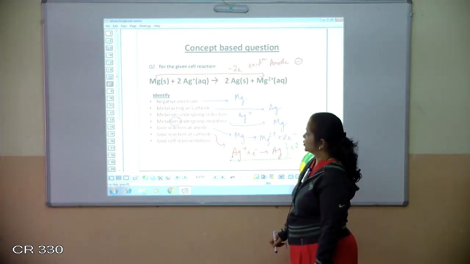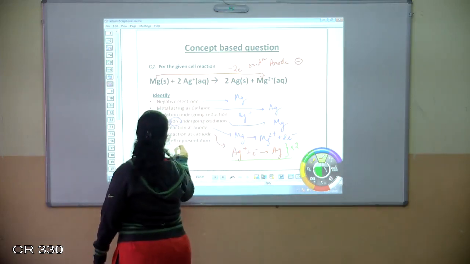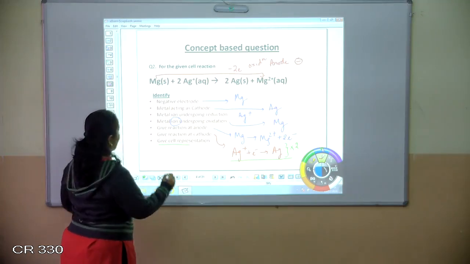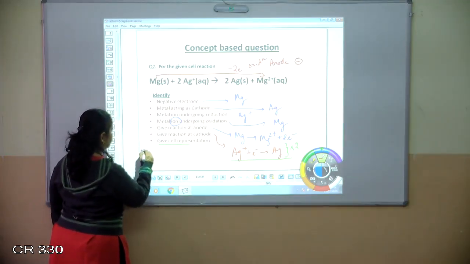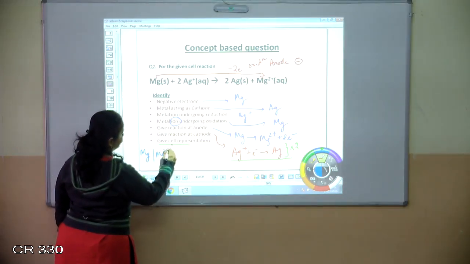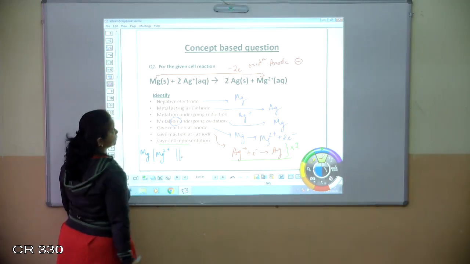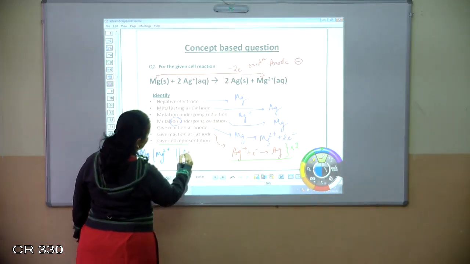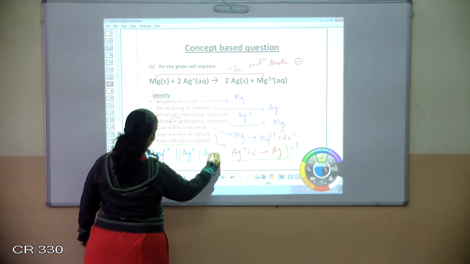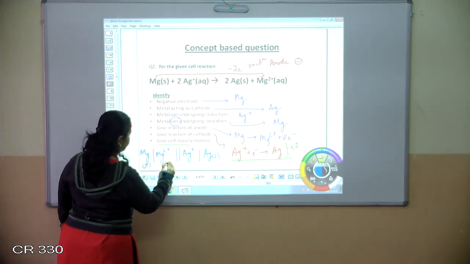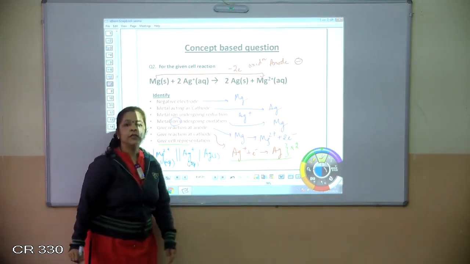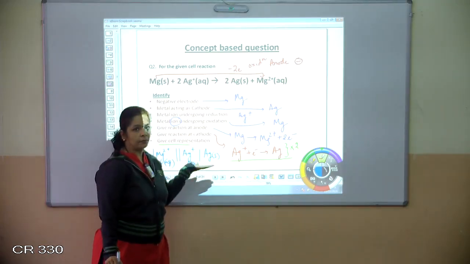The cell representation for the given cell can be done here. If I talk about the cell representation, you have the anode on the left, so you have magnesium in contact with magnesium ions. You have a salt bridge. The cathodic half cell consists of silver ions in contact with silver metal. You may mention the physical states. You may mention the concentration. That's up to you. How informative can you make the cell representation?